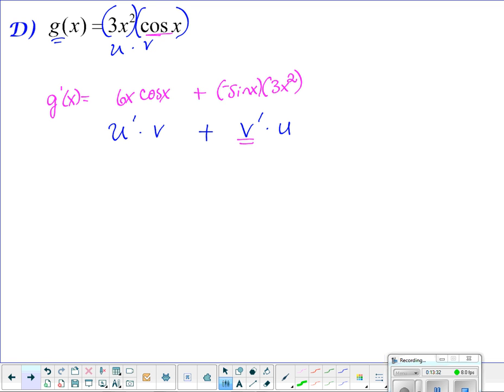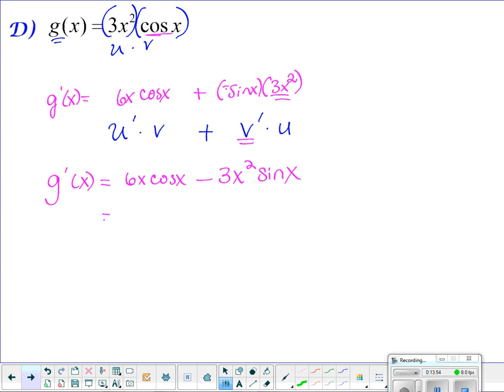Okay, essentially we're done. Let's just clean up, maybe reorganize a little. 6x cosine x sounds good. I notice I've got plus minus, so this will be a minus. I'm going to bring this to the front, 3x squared, and then multiply by sine x. And that is the finished answer.